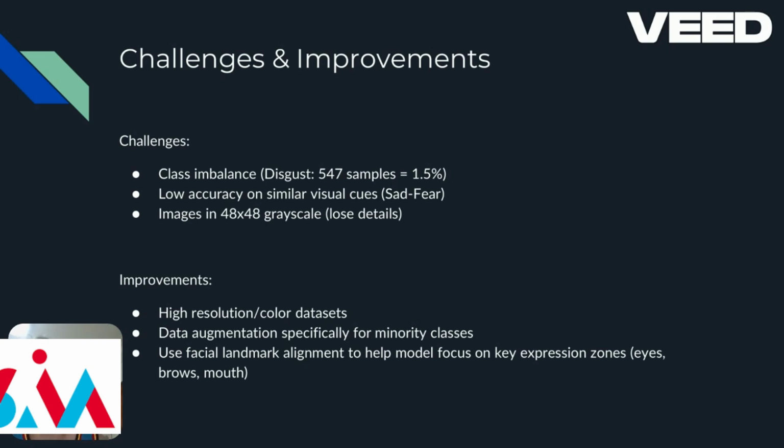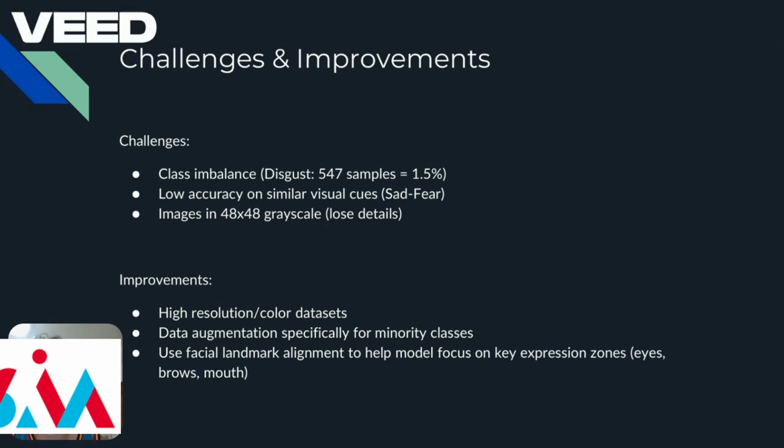Some improvements that we can make to counter these challenges are to use images of higher resolution and also implement data augmentation that specifically targets minority classes to cater for their lack of samples. Also, programming the model to focus more on key expression areas such as eyes, brows, and mouth could improve the training process of the model as well.